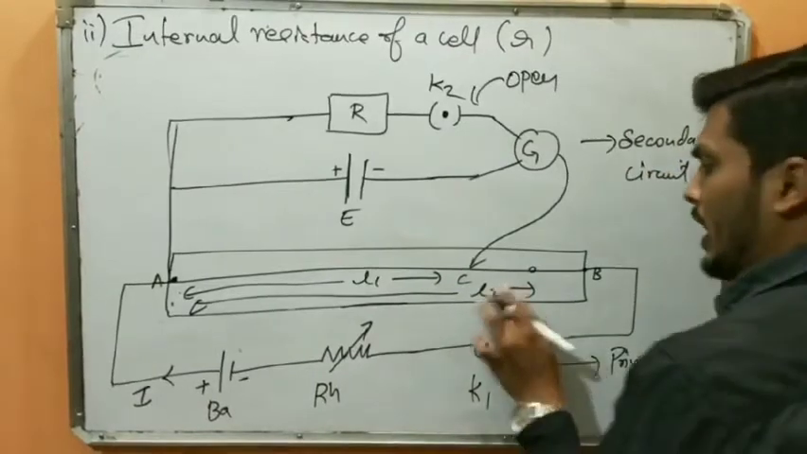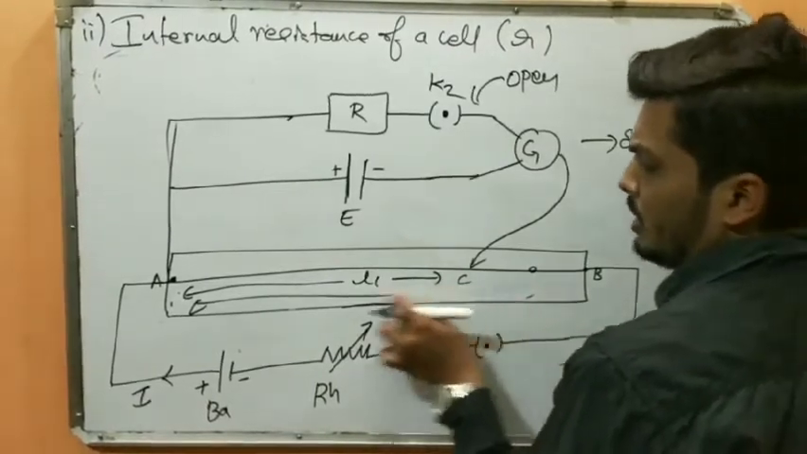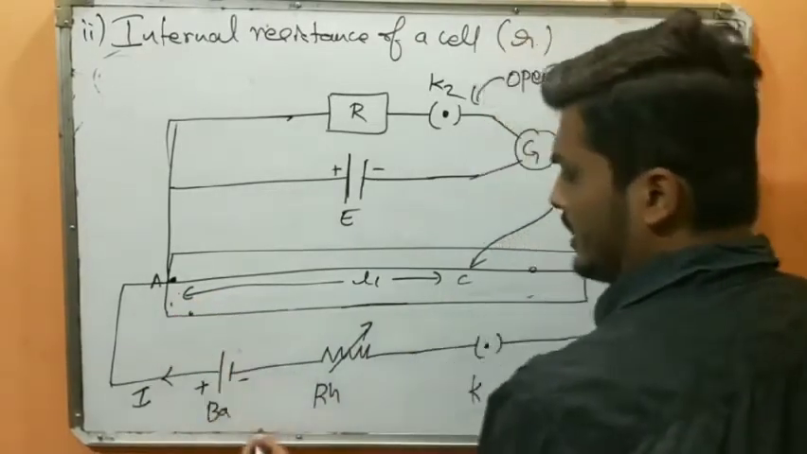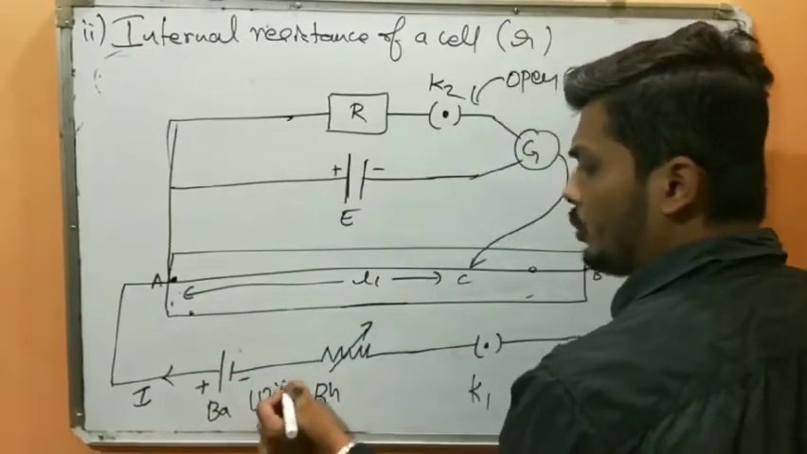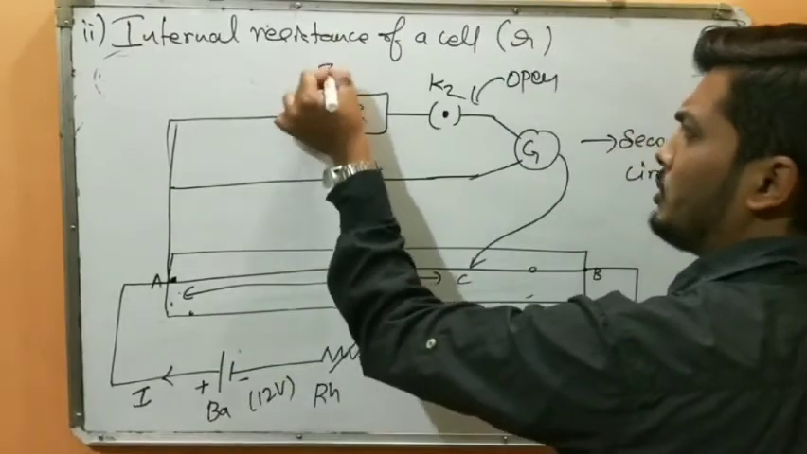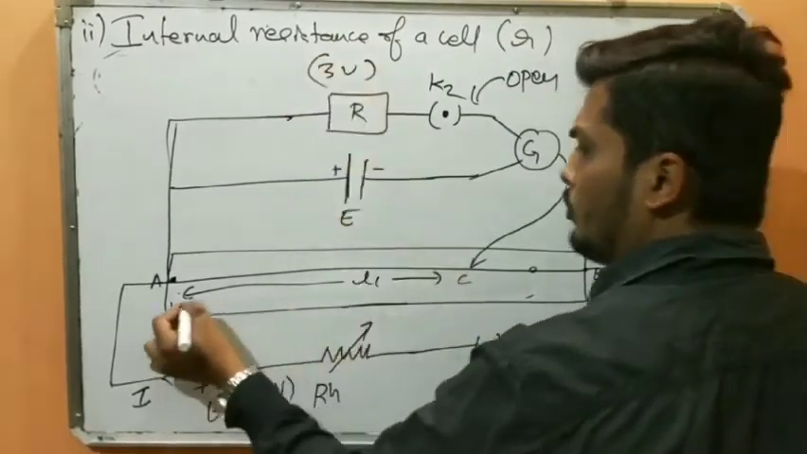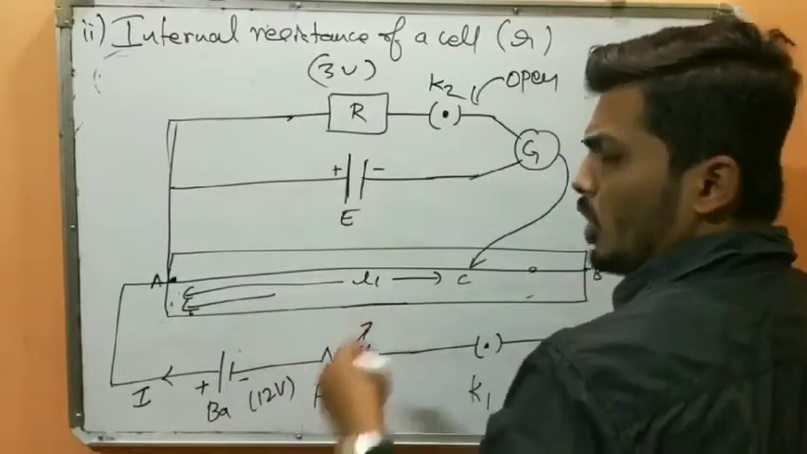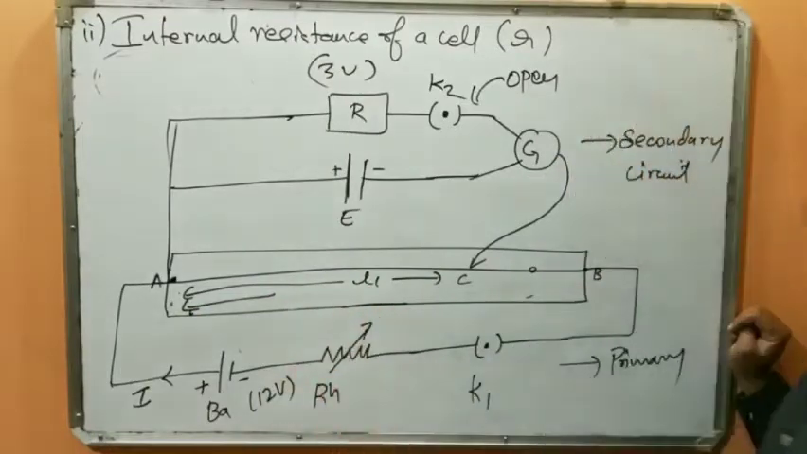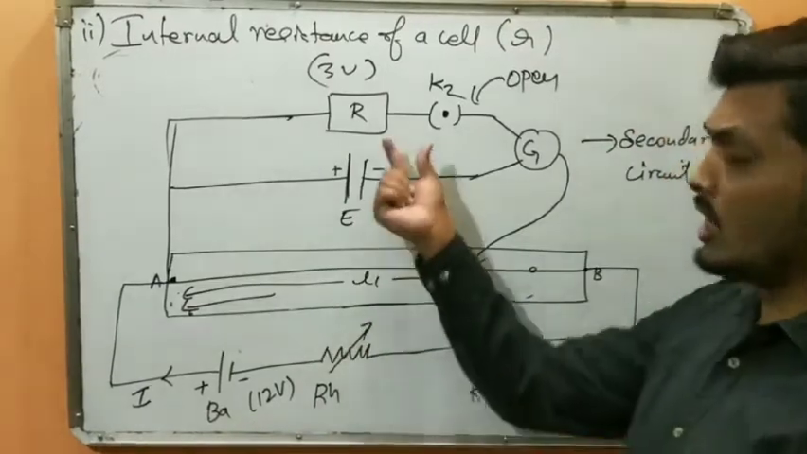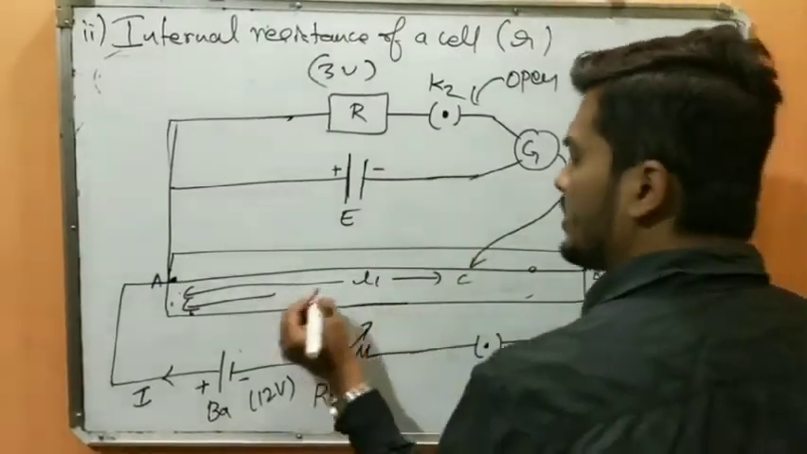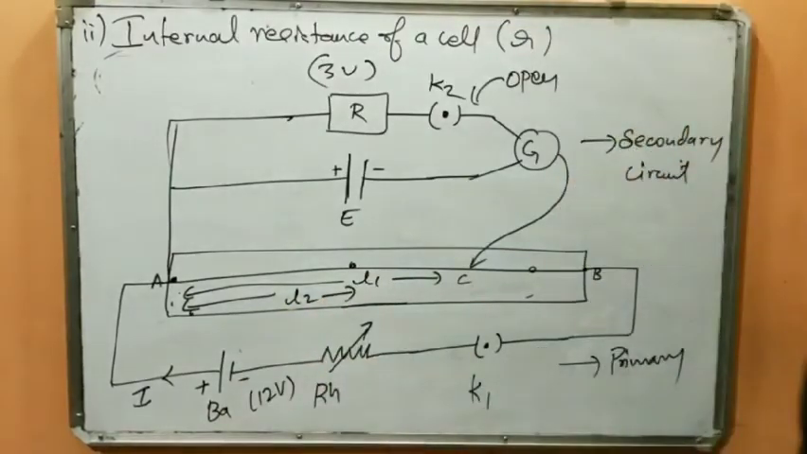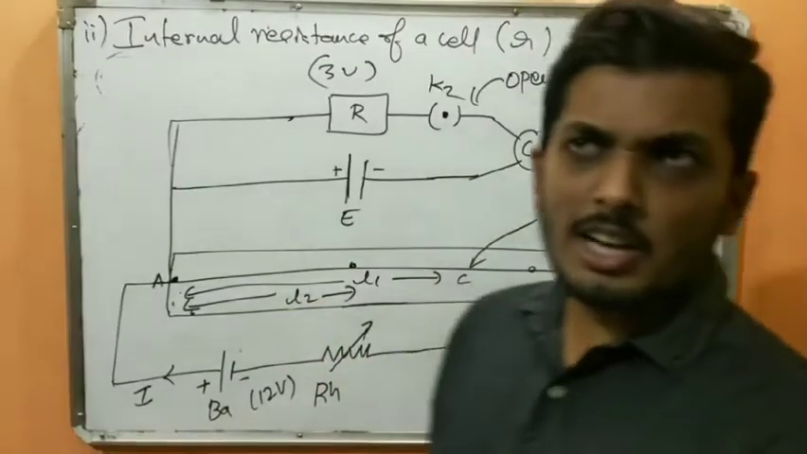Most of the time you will find that the balancing length due to the cell will be usually lower, because the battery has a potential of maybe up to 12 volts, and our cell may hardly give up to 3 volts. So it is quite obvious that the balancing length of the cell will be smaller. Not always, it depends upon what kind of battery and what kind of cell you are using. Imagine for instance I get a balancing length here, I'll measure this as L2. So are you understanding the arrangement?